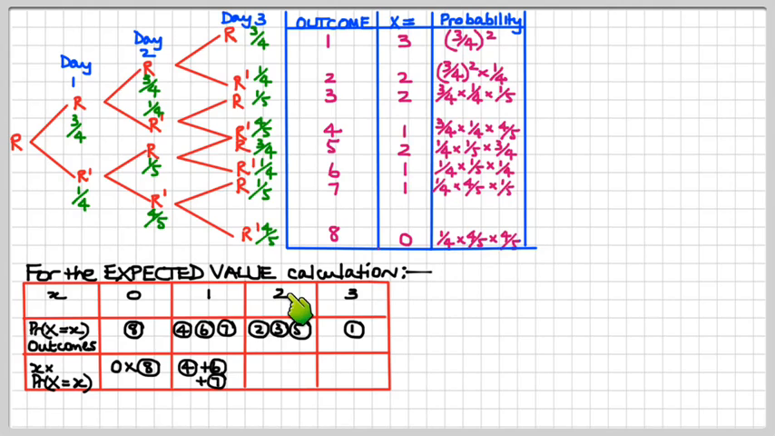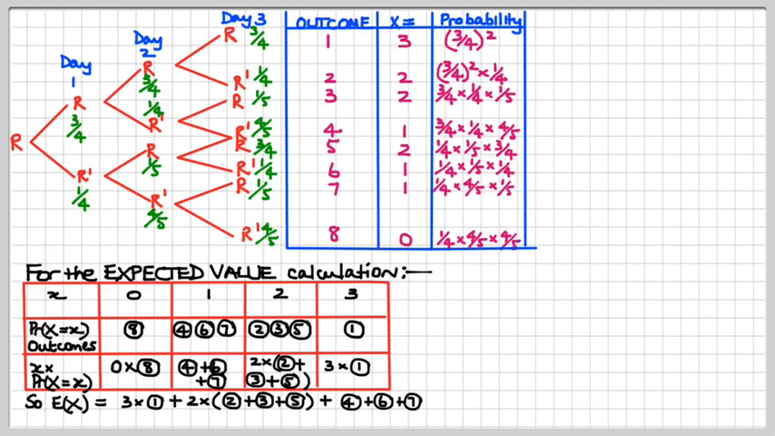Now, for 2 rainy days, you'd be multiplying the probabilities of 2 plus 3 plus 5 by 2, wouldn't you? Yes? Good. And for 3 rainy days, you'd be multiplying outcome 1 by 3. All right? Now, what does that come to, guys? If you summarise all that, we're saying that the expected value of x is 3 times the probability of outcome 1, plus 2 times the probability of outcomes 2, 3 and 5 combined, plus probability of outcome 4, plus probability of outcome 6, plus probability of outcome 7. All right? Now, that's what you get for the expected value. All right? Yes? Good. You understand?